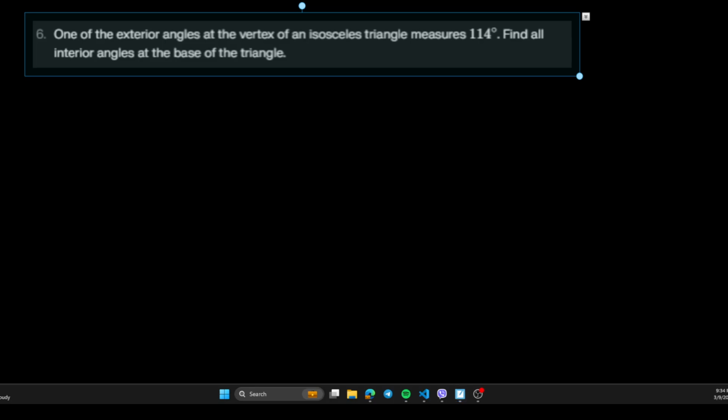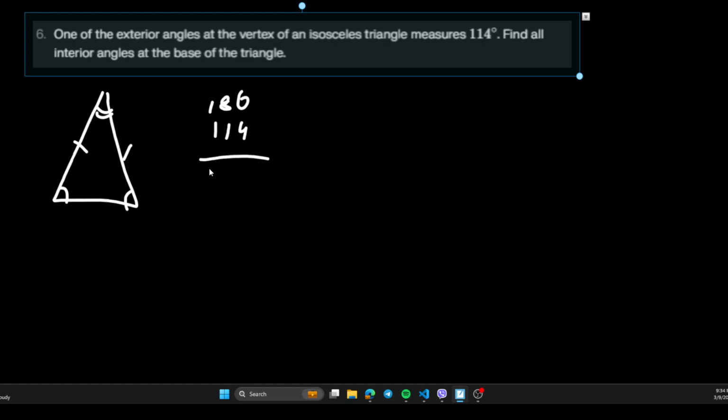One of the exterior angles, it's the same thing except with a different number. So we make an isosceles triangle, same thing. 180 minus 140 would be 40. 66. Yeah, so it's 66.